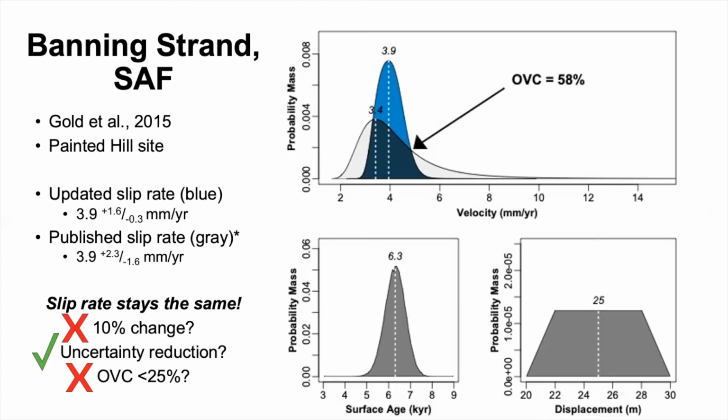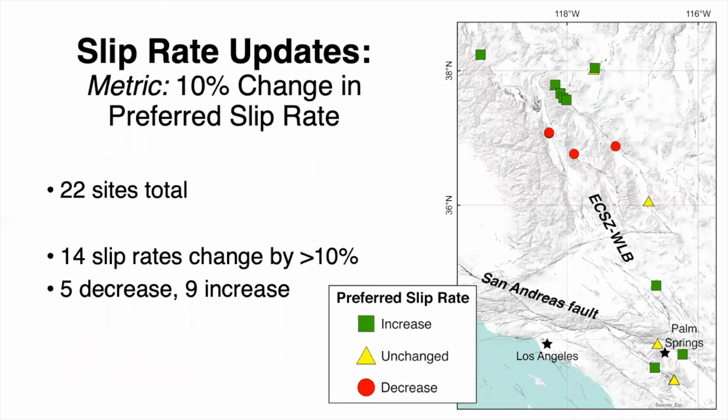While we did not find that there was a substantial change to the preferred slip rate, we did find that there was a significant reduction in uncertainty at this location. Taking a regional view of the 22 sites included in the study, we found that our updates resulted in a 10% change in the preferred slip rate value at 14 sites in Southern California. Of these, 5 were a decrease in slip rate, and 9 represented an overall increase in slip rate.